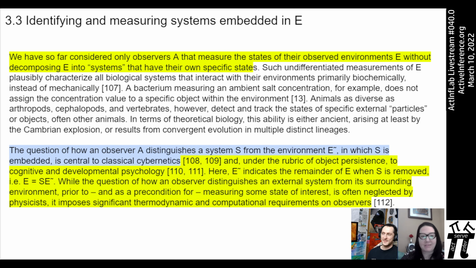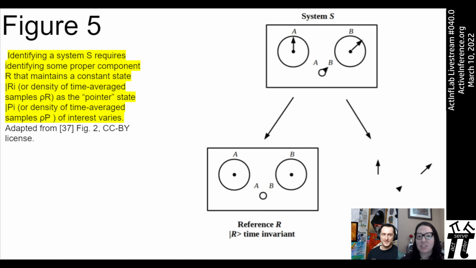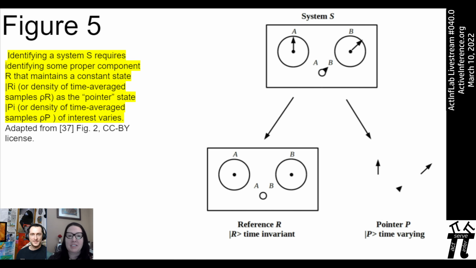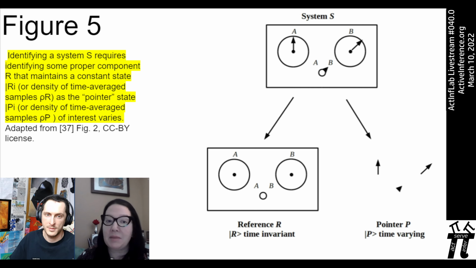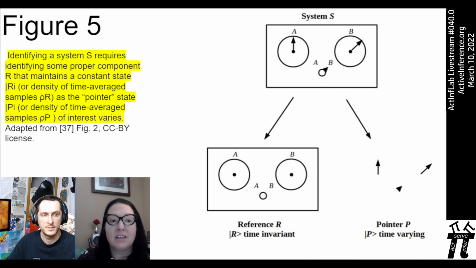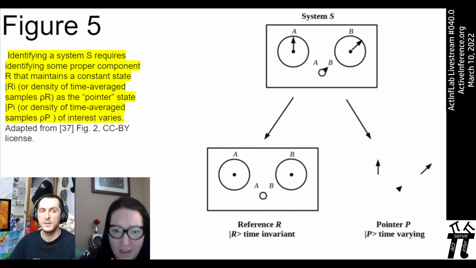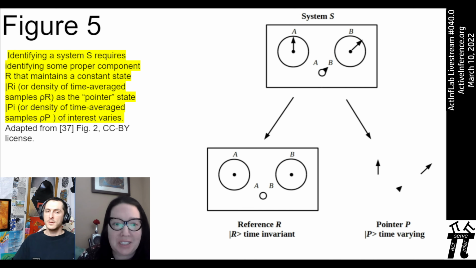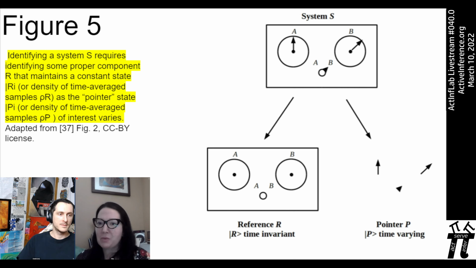Cool. All right. So figure 5 shows us a system. I think it just shows us pretty much where we are, systems S. Here you have A and B. Identifying a system requires identifying some proper component R that maintains a constant state or a density of time average samples as the pointer state of PI, right? So you need a pointer to point to the system. Or the density of time average samples of interest varies. Oh, so like as this goes to attention, right? So what are you pointing to?